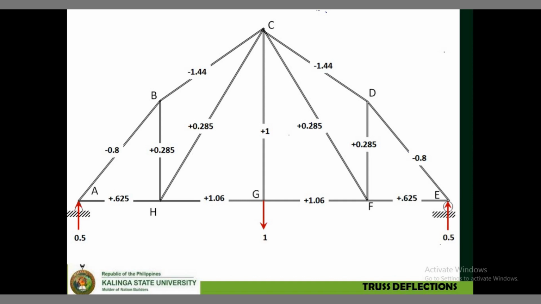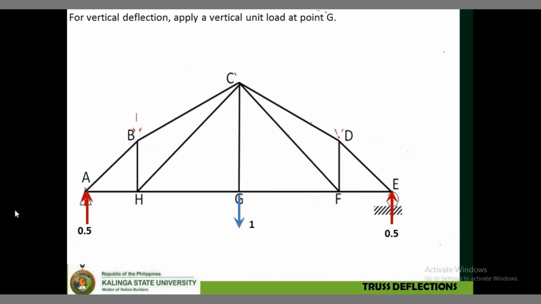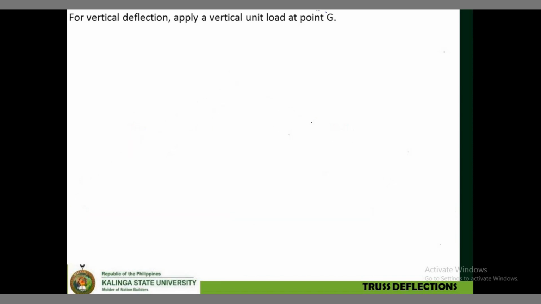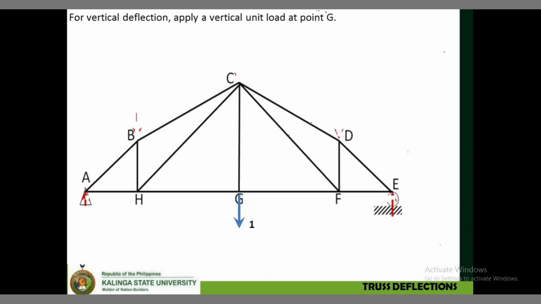Paki-screenshot, then isolve you ulit iti nga problem. Kasano nga naala dagiti nga values? Again, first, in kabel ko jay, 1 unit load kani point G. In-assume ko the direction nga 1. And then, I solve for the reactions.